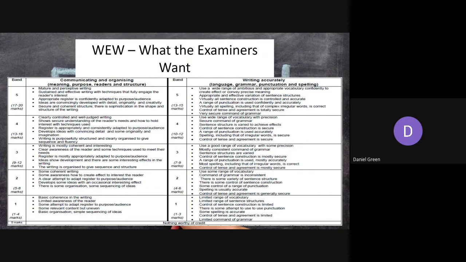Appropriate register is confidently adapted to your purpose and audience. Whatever your audience is going to be for your writing piece, make sure that your writing sort of reacts to that. What I mean is, if they ask you to write something for a teen magazine or a lively teen magazine, that's more likely on unit 3, but just for the idea's sake, let's go for it on unit 2, then you need to make sure that your writing is approachable for that kind of audience.